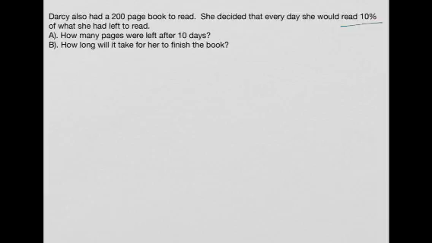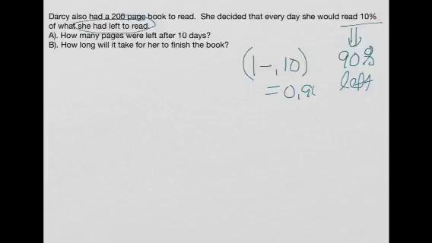Here, she's reading 10% of what she had left. So, in this case, this is a little different. We're not looking at how many pages she's read. We're looking at how many pages are left after she got done reading. So, if she read 10%, that means that she always has 90% left. And that's why, in this case, we are going to look at 1 minus 10% to give us that 0.90. This is going to be my ratio, and we're going to be looking at U sub n equals 0.9 times U sub n minus 1.